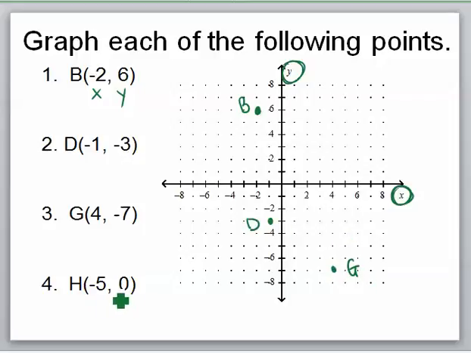This is the one with 0 that people get confused, but this is on the x, and this is on the y, so we're going nowhere on the y, but we're going -5 on the x. So here's (-5, 0), and that is H.